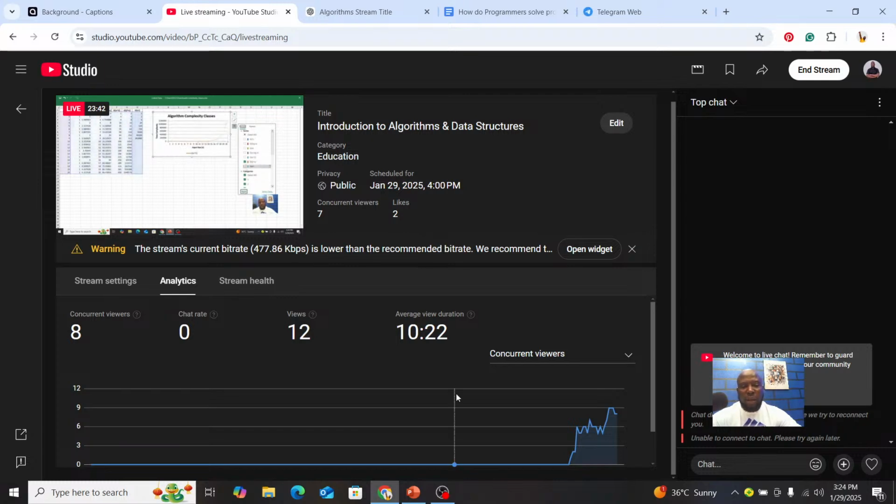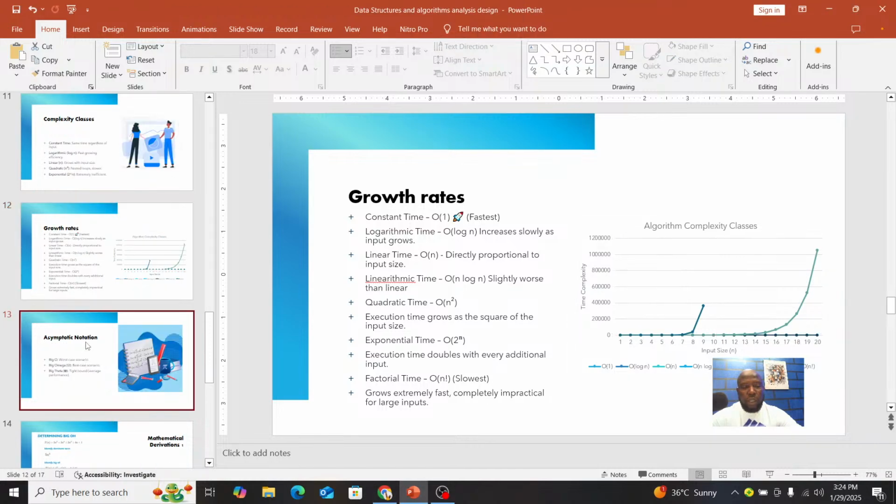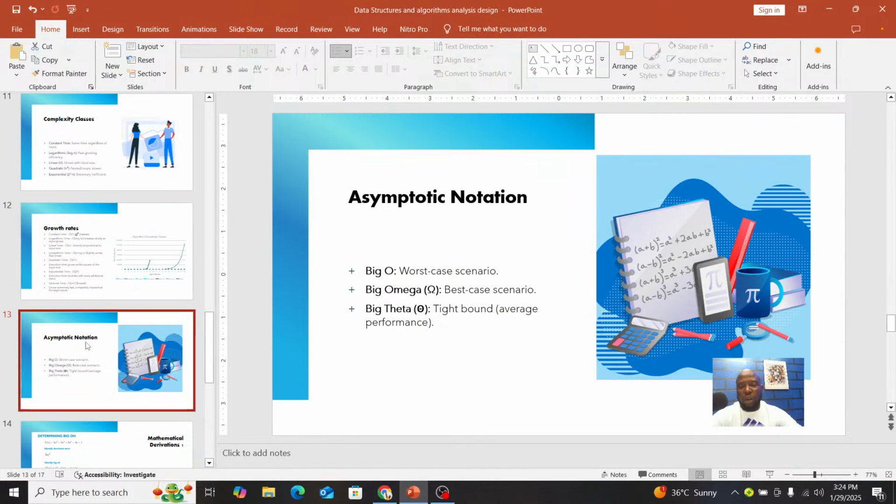Then another thing we're going to look at is asymptotic notation. This is one of the common approaches for measuring the efficiency of algorithms. When we talk about asymptotic notations, we have the big O, which is used to determine the worst case scenario. And we have the big theta, which is like a tight bound trying to determine the average performance, normally falling in between the big O and the big omega. So what do we mean by worst case scenario and best case scenario?